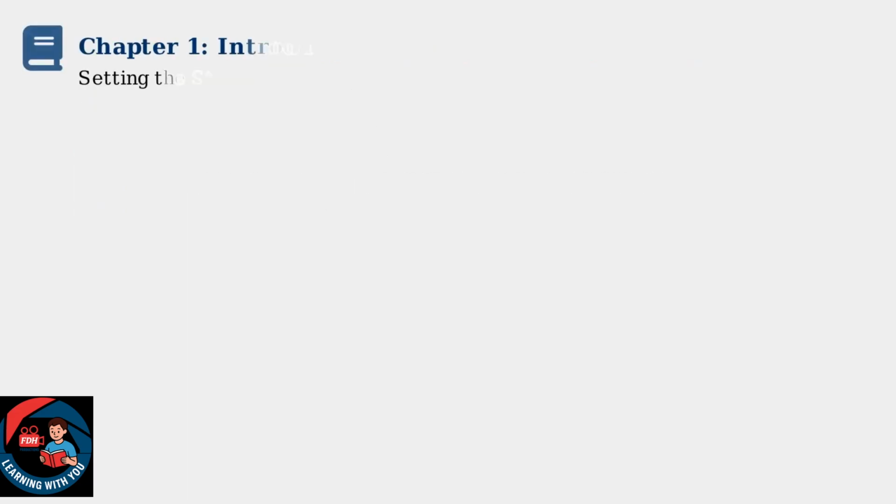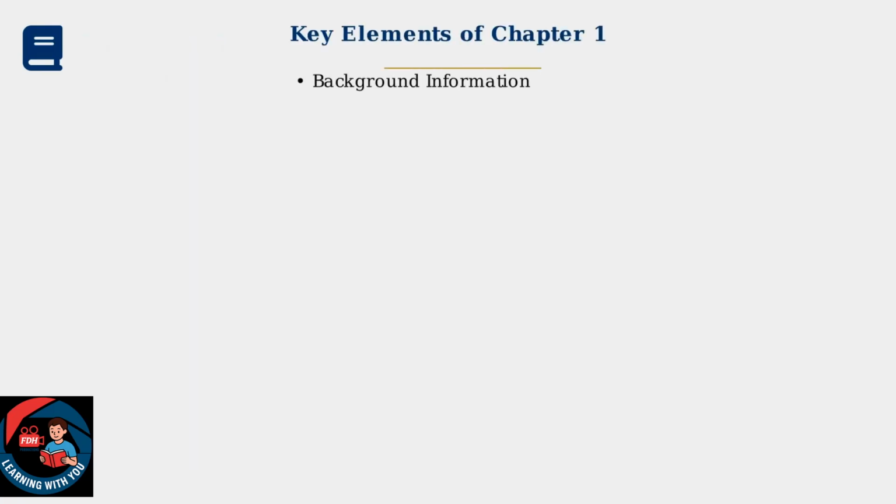Chapter 1 serves as the gateway to your dissertation, setting the stage for everything that follows. Its primary purpose is to establish the research context and orient the reader to the broad area of study. The introduction contains several essential elements. First, background information provides context by reviewing relevant literature and current knowledge in the field.